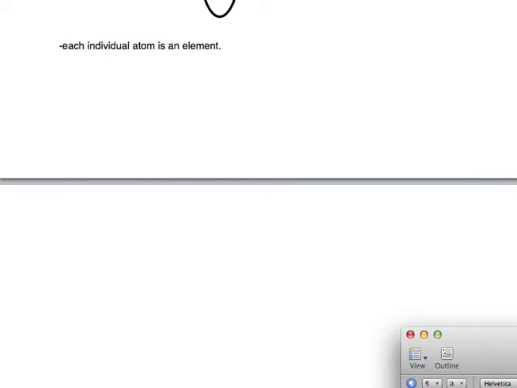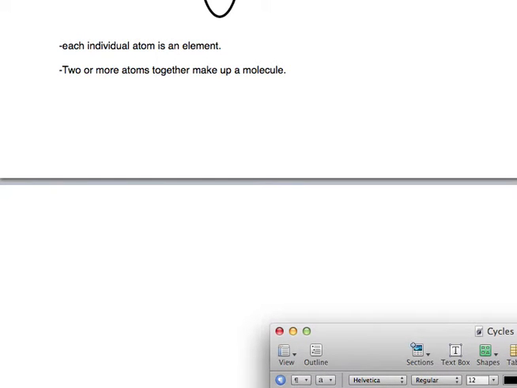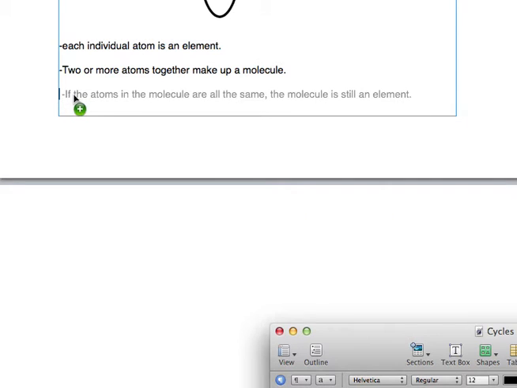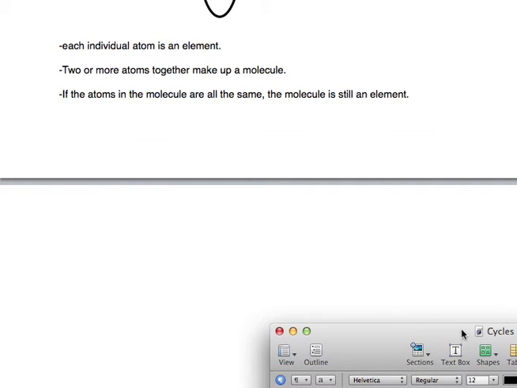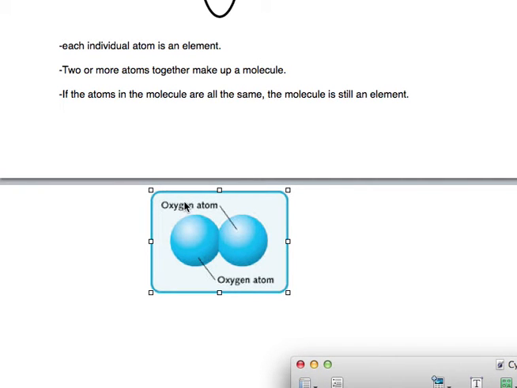Any two or more atoms together make up something called a molecule. And if the atoms in the molecule are all the same, the molecule is still an element. So for example, oxygen happens to be a type of element that likes to travel around in pairs. So when you talk about oxygen in the air, you're actually talking about not just oxygen atoms, you're talking about oxygen molecules that travel together. So an oxygen molecule is composed of 2 oxygen atoms together. And in this case, because both of those atoms are the same, that is still an element.